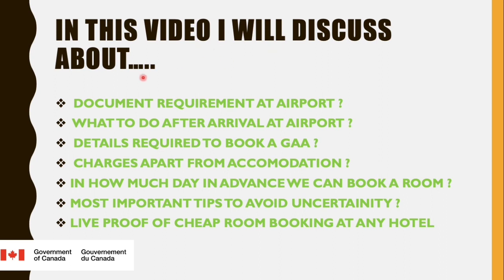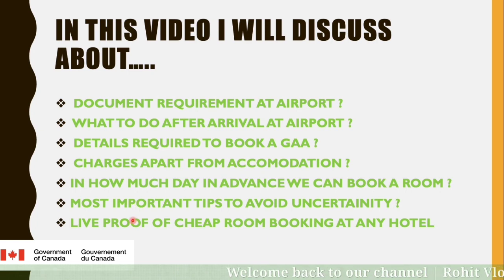In this video I will discuss the documents which are required to present to the verification officer, what to do exactly after reaching the airport in Canada, it can be any airport, and the details which are required to book a hotel approved by the government for the 3 day stopover. I will also cover the charges you have to pay apart from the room, and the most frequently asked question: how many days in advance can we book a hotel for our initial 3 days of quarantine. Then the most common mistake to avoid while booking a government authorized accommodation, and last but not least, live proof of cheap room booking at any hotel as per your requirement.